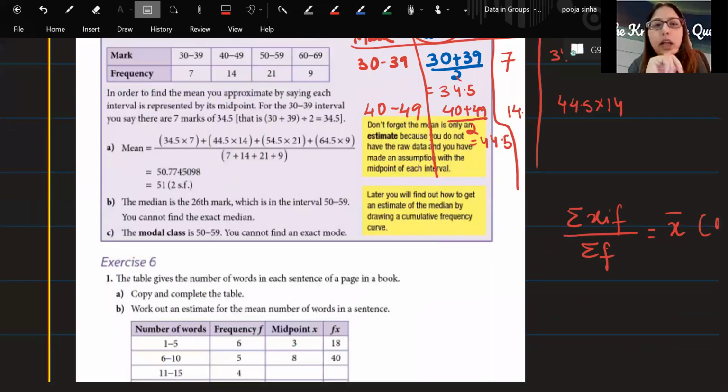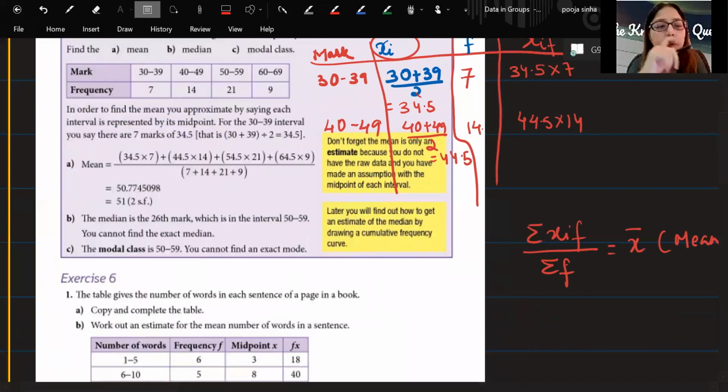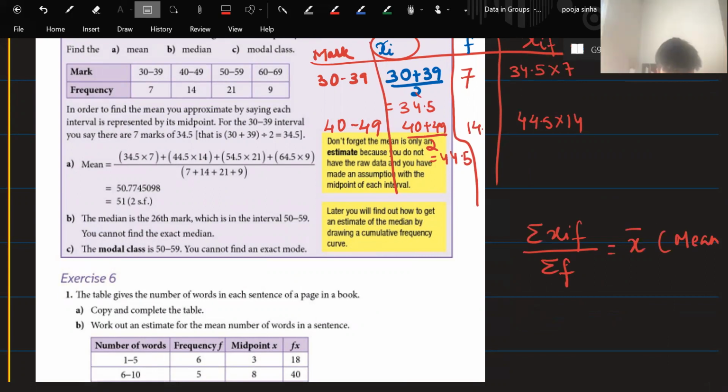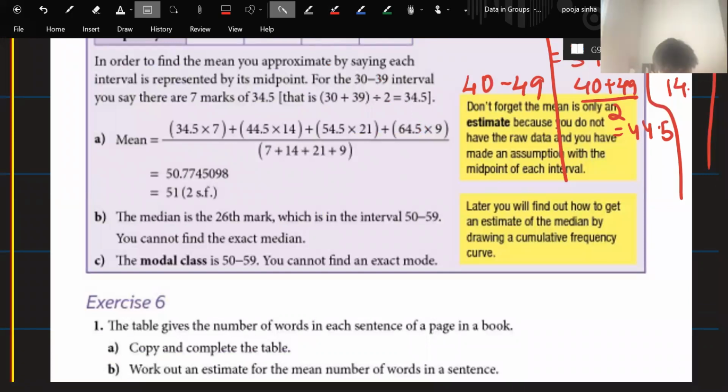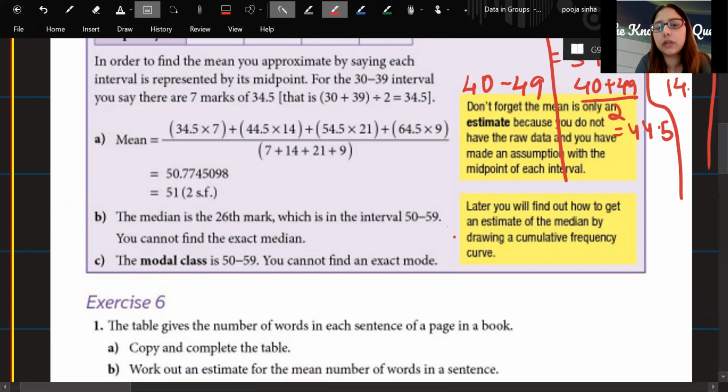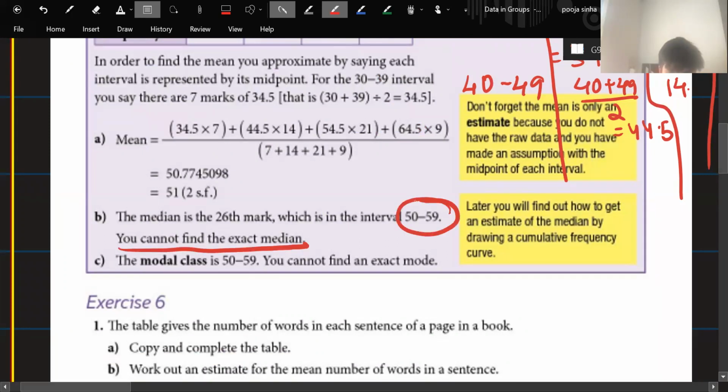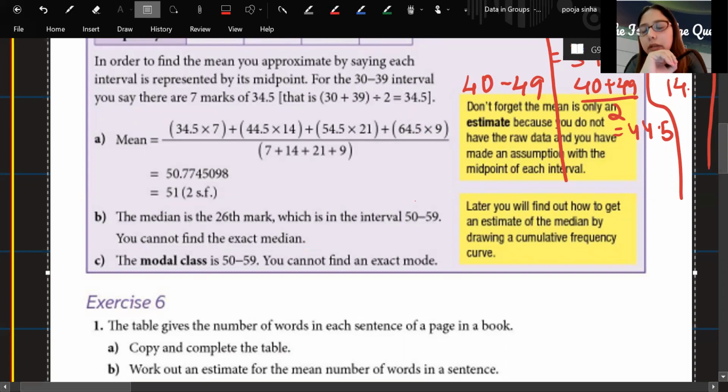Okay. Then how do you find the median? This was about mean. So in this question, you will add up the same thing, but in this question, you can only find the interval. You cannot find the exact median. What do you do? Find the interval with the same method we learned earlier.